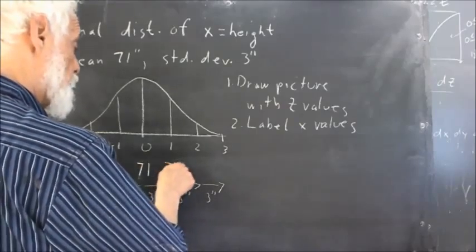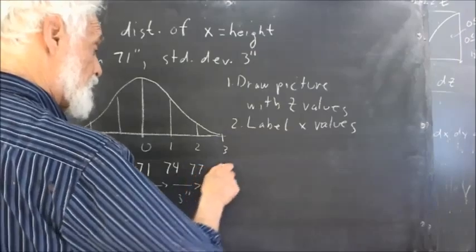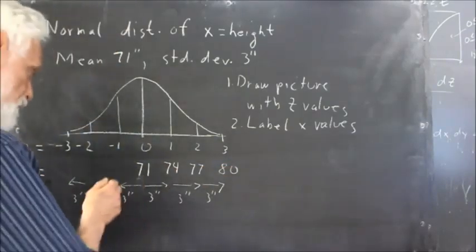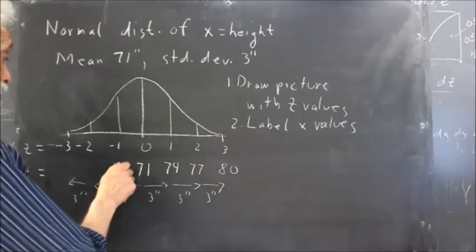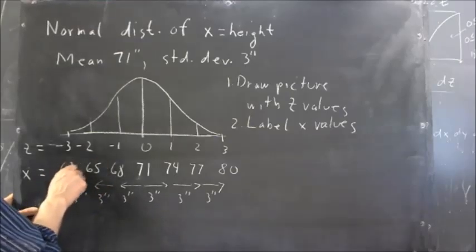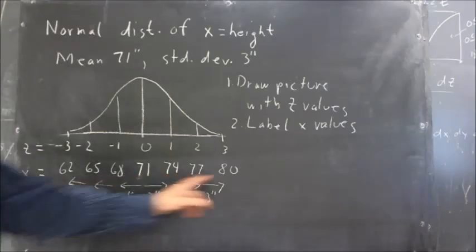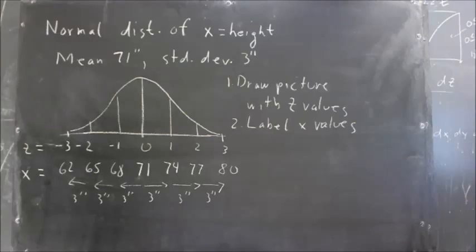giving us heights of 74 inches, 71 and 3 is 74, 77, and 80. On the other side, 3 inches in the opposite direction. If we take 3 away from 71, we get 68. Take 3 away from that, we get 65. Take 3 away from that, and we get 62. So here are the x values. So we've labeled the normal distribution.